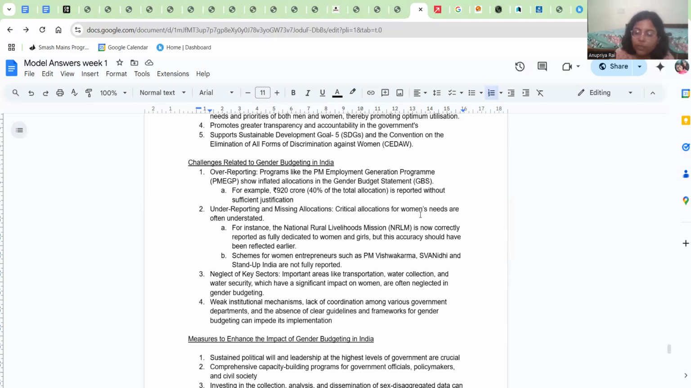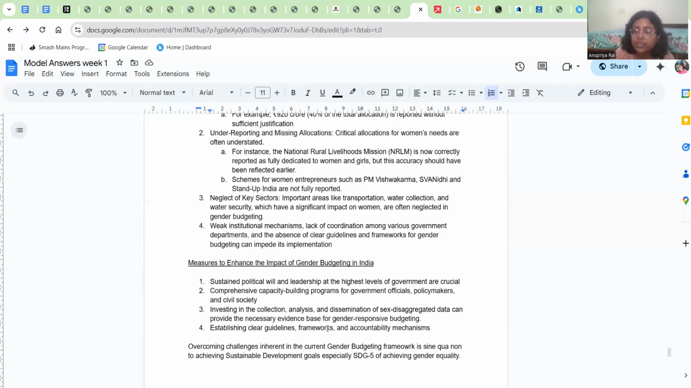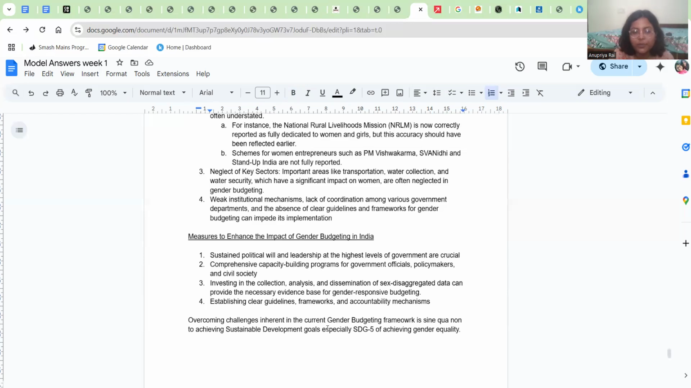Again, to write the way forward, you look at what the challenges are and how you address them. The challenges we have given and how you will address those challenges is simple. If it is weak institutional mechanism and absence of clear guidelines, then we have to establish clear guidelines, frameworks, and accountability mechanisms. Very simple. And sustained political will is very necessary for women-led development, right? And a comprehensive capacity building program, and the collection, analysis and quality of data should be very good. And we can conclude that overcoming these challenges will help us in achieving sustainable development goal 5 of achieving gender equality.